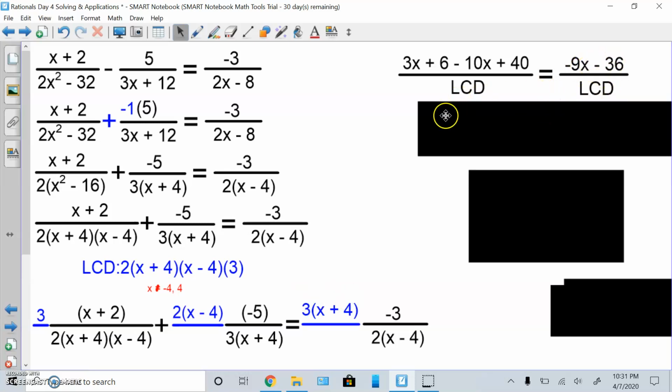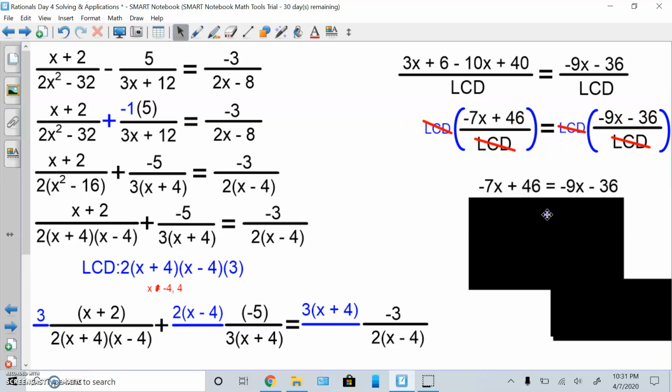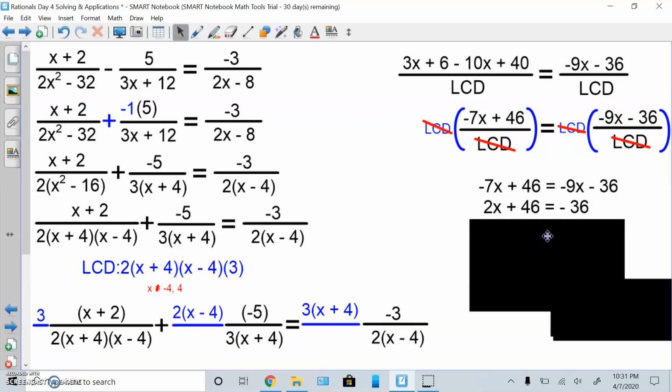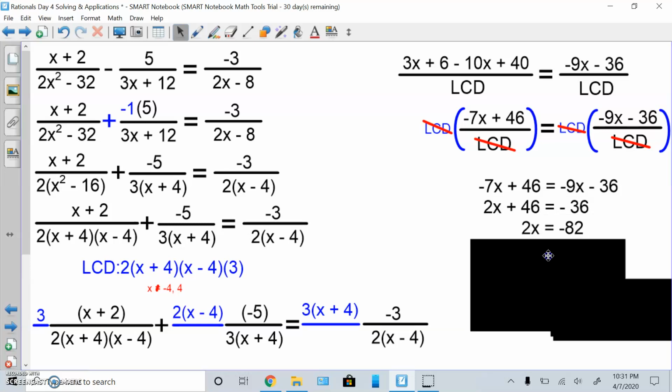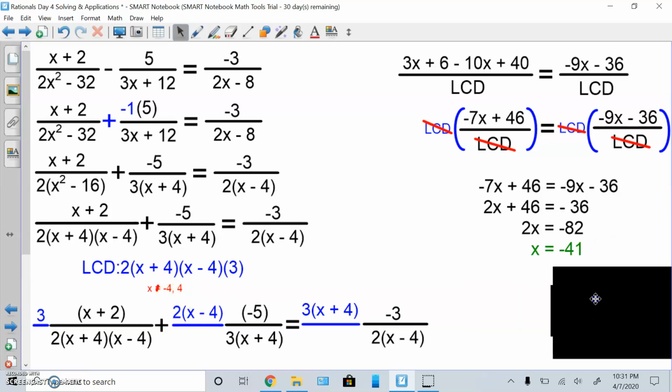Once both fractions have the same bottom, you get rid of the denominators by multiplying both sides by the denominator. So LCD, LCD. Those cancel out. What's left over is your problem. This top equals that top. It is linear. If it's linear, get x by itself. So I'm going to add 9x to both sides to get this. To get x by itself, I subtract 46 to get that. To get x by itself, I divide by 2 to get that. Before I box that in, I check, was this part of my restrictions? Negative 41 is not in there, so that is the answer.